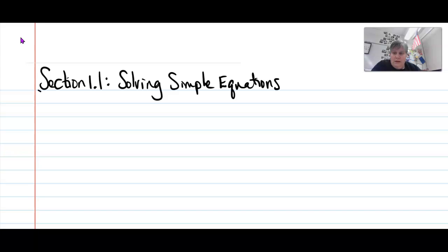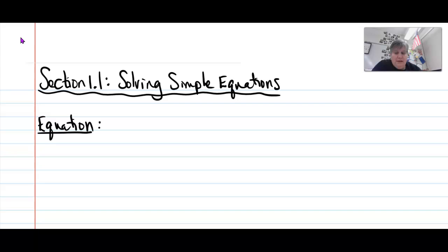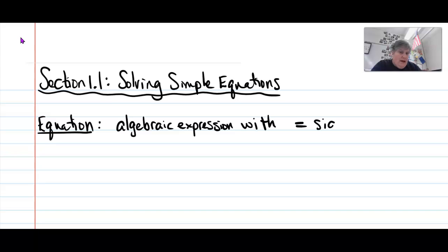Okay, and so what we need to know, first of all, is what an equation is. An equation is something that has an equal sign. So an algebraic expression with an equal sign turns it into an equation. That's going to be what's important, okay? So what we're going to do now is talk about how you solve them.